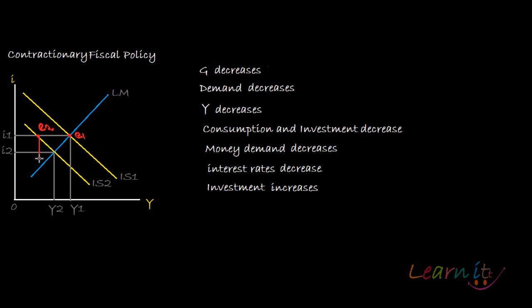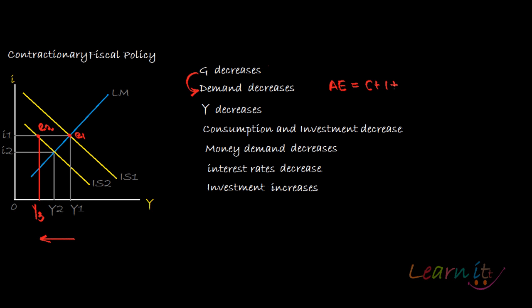The amount of output which is generated at this point is given by Y3. So there is a decline in output from Y1 to Y3. Fine. And this is happening because government expenditure is falling, and because of that aggregate expenditure, and hence aggregate spending and therefore demand, is falling.